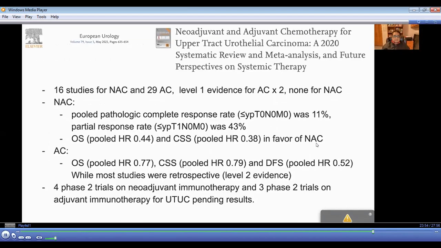Another meta-analysis we recently published looked at neoadjuvant and adjuvant chemotherapy. Unfortunately, there is no evidence higher than level two for neoadjuvant chemotherapy, but a pooled analysis did report an 11% complete response rate versus about a 43% partial response rate. When cancer-specific and overall survival were compared, it favored the neoadjuvant chemotherapy group. With adjuvant chemotherapy, like I said, the POUT trial and another trial from China did report level one evidence, and that also favors patients receiving adjuvant chemotherapy. There are a bunch of neoadjuvant and adjuvant immunotherapy trials ongoing, and we are keenly waiting to look at their results as well.